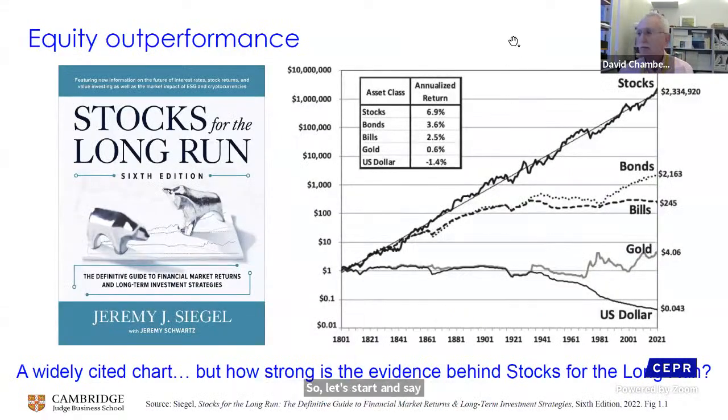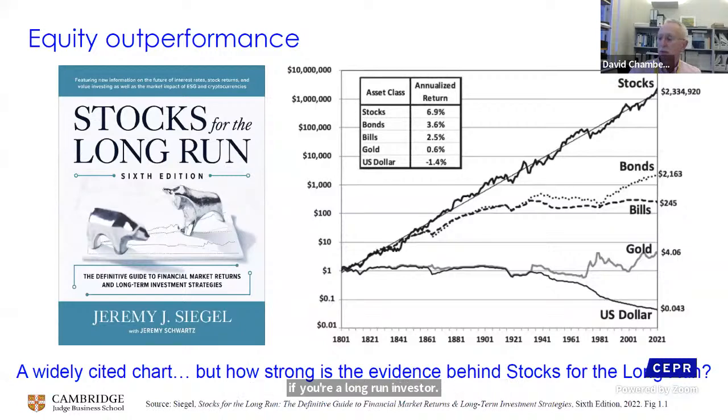Let's start by saying something about equities. This is a very famous chart by now from an equally famous book by Jeremy Siegel, called Stocks for the Long Run, now in its 6th edition. Jeremy computed stocks, bonds, and bill returns going back to the beginning of the 19th century. On that basis, stocks generated an annualized return of 6.9%, versus very healthily in excess of bonds at 3.6% and bills at 2.5% over those 220 odd years. On the basis of that, he's been a very strong proponent of investing in stocks if you're a long run investor.